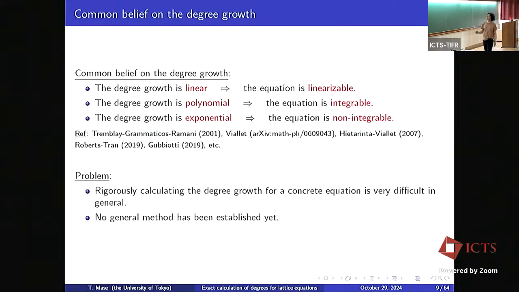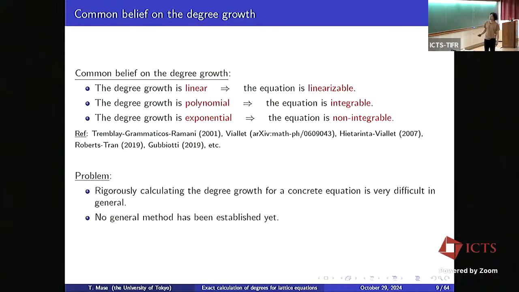So a lot of equations are analyzed in the context of degree growth, but there is no general theory yet. But this is a common belief on the degree growth of lattice equations. If the degree growth is linear, then the equation is linearizable. If the degree growth is polynomial, then the equation is integrable. I don't define discrete integrability here. This is just a common belief. This is not a mathematical statement. So if the degree growth is exponential, then the equation is not integrable. This is a common belief.